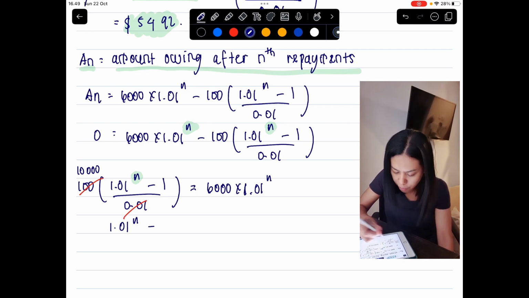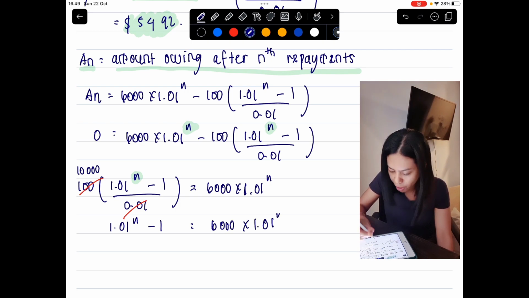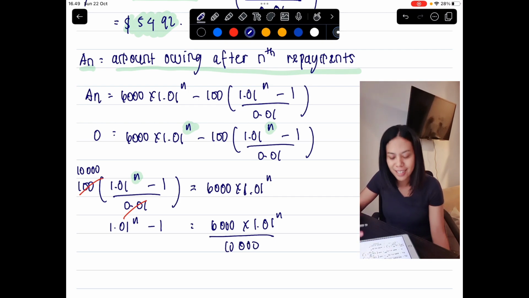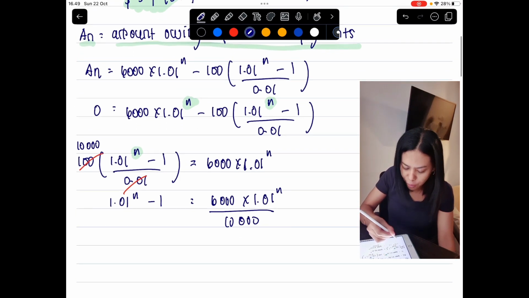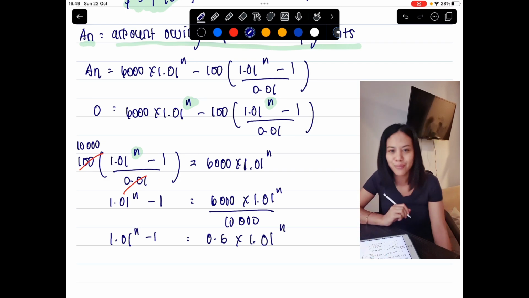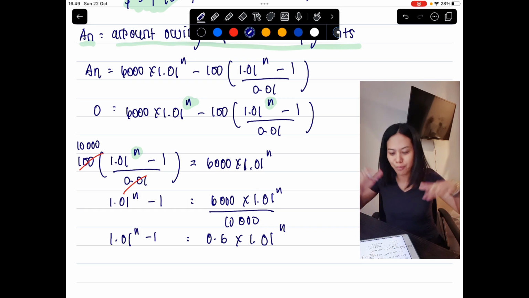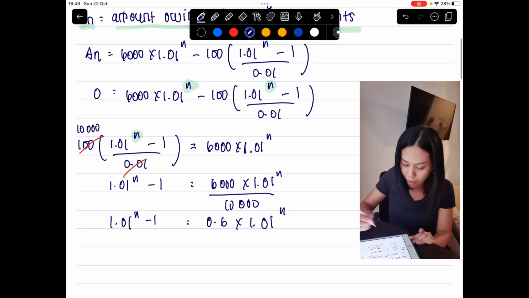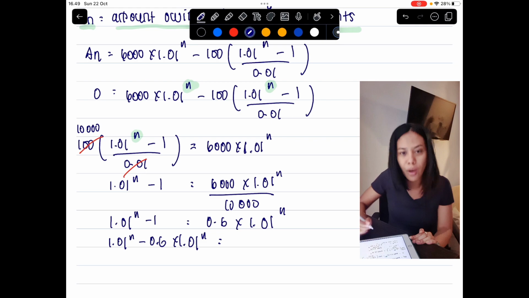So I'm leaving, and then I have this 6,000 times 1.01 to the power of n over 10,000. Okay, and then I will have 0.6. So let's write down. It's going to be 1.01 to the power of n minus 1 equals 0.6 times 1.01 to the power of n. When you do this you just have to do the math, you just move them around. Okay, so I'm going to move things around. So I'll have 1.01 to the power of n minus 0.6 times 1.01 to the power of n equals 1.